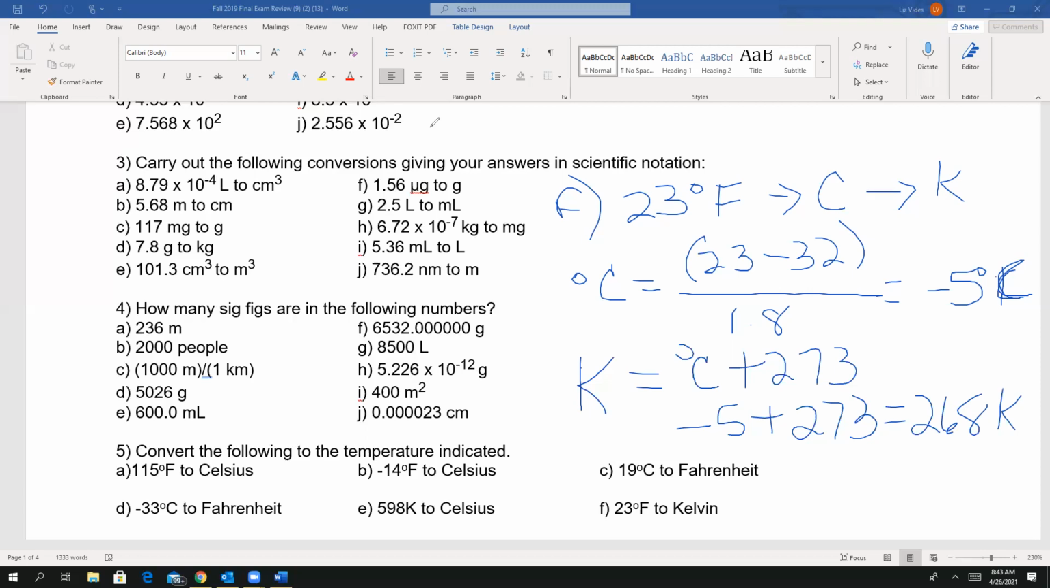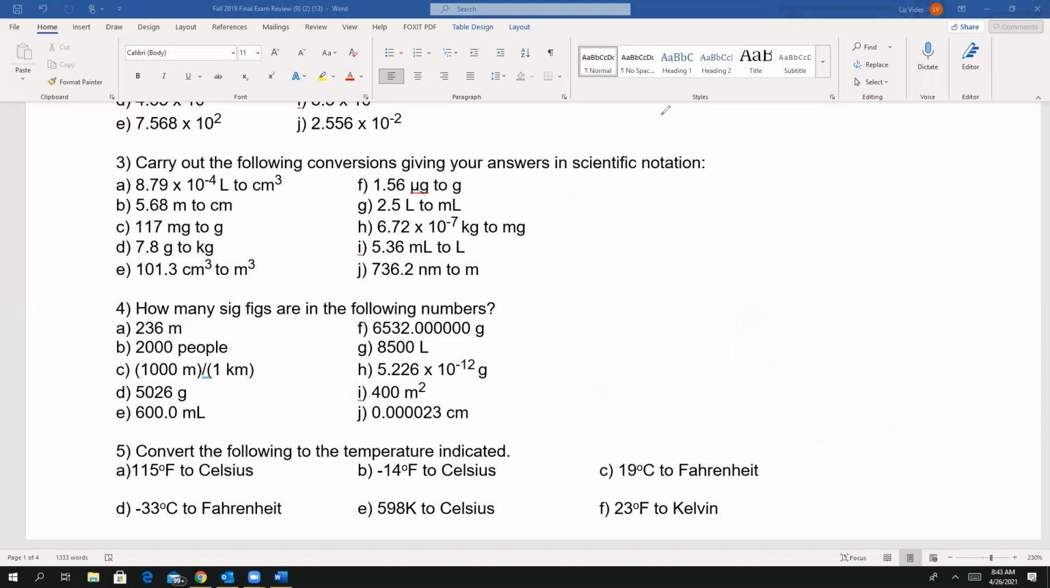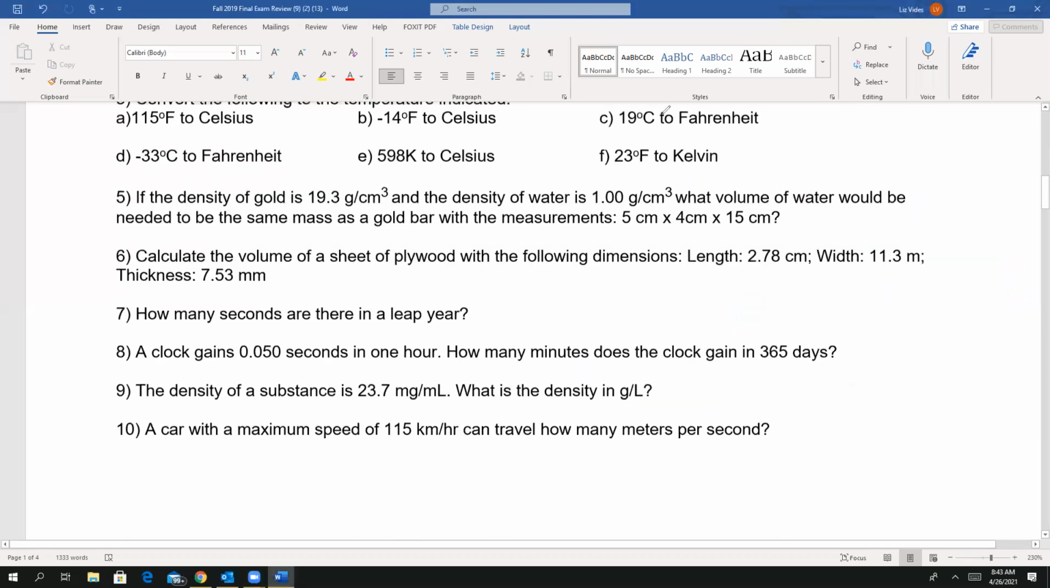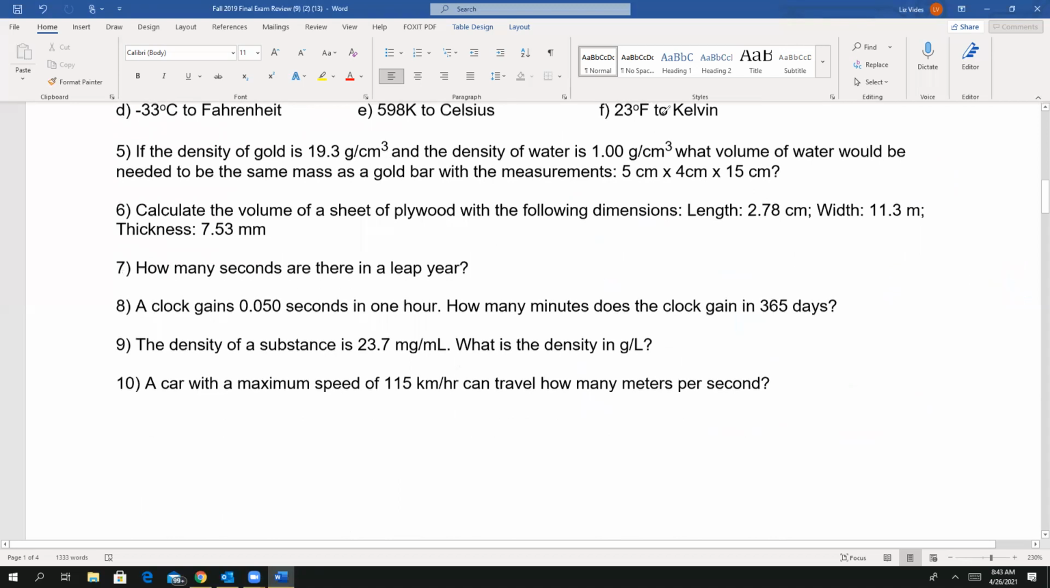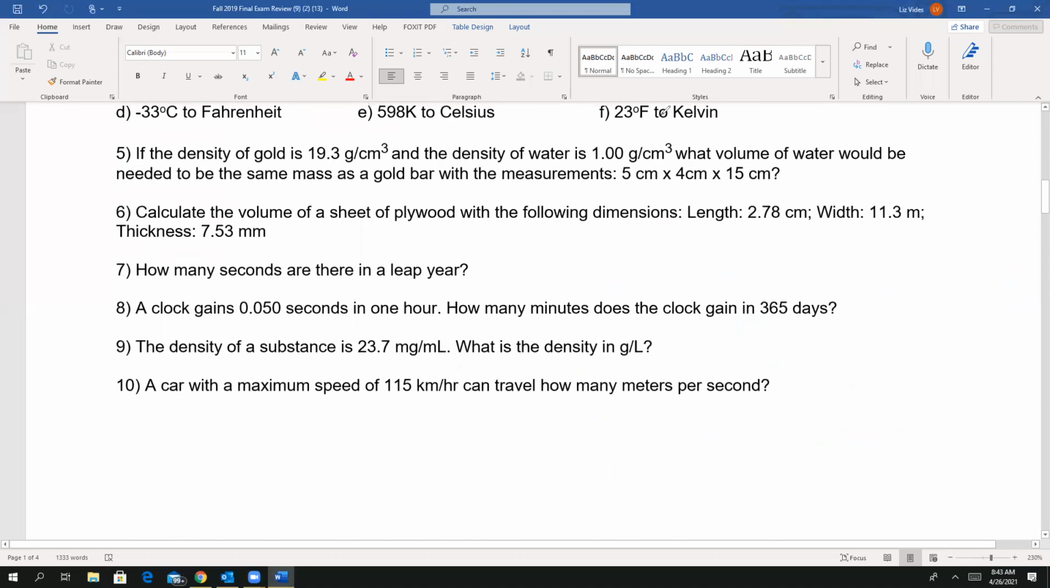Clear all of that. And go to the next part where we have density problems. Okay, I am not going to do every single one of these again. Actually, they're all different, but you should be able to set these up on your own. So we'll do the first one.